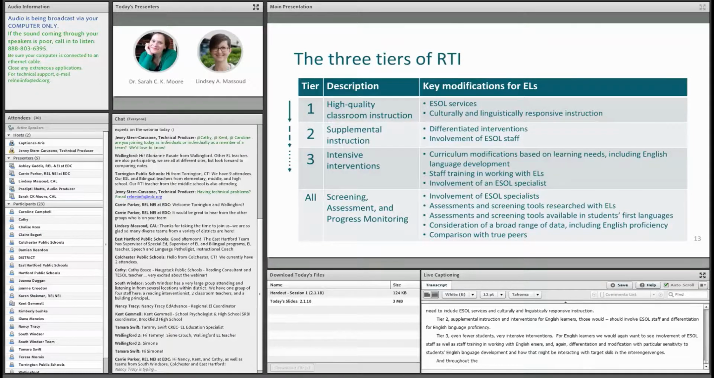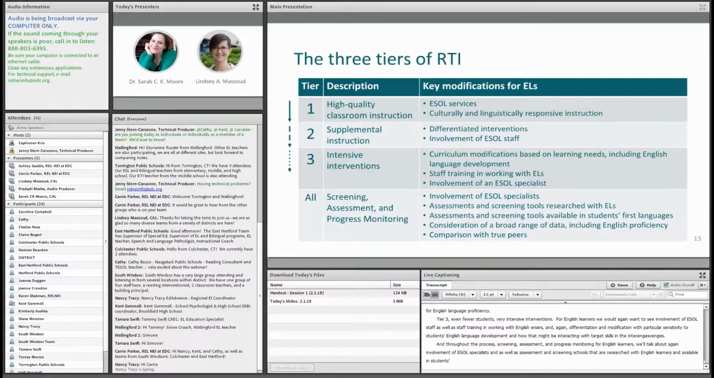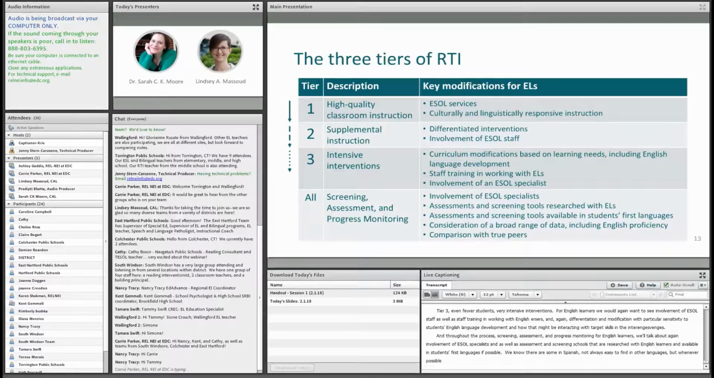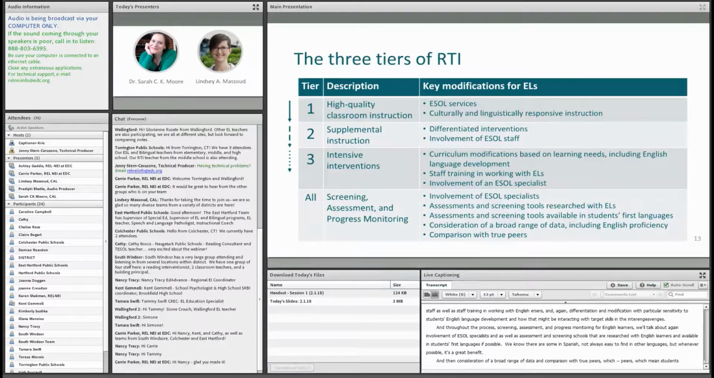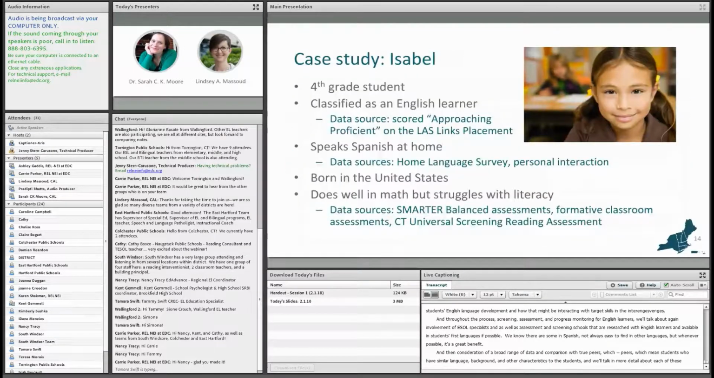And throughout the process, screening, assessment, and progress monitoring for English learners, we'll talk about, again, involvement of ESOL specialists as well as assessment and screening tools that are researched with English learners and available in students' first languages if possible. We know there are some in Spanish, not always easy to find in other languages, but whenever possible, that's a great benefit. And then consideration of a broad range of data and comparison with true peers, which means students who may have similar language background and other characteristics to the student. And we'll talk in more detail about each of these.